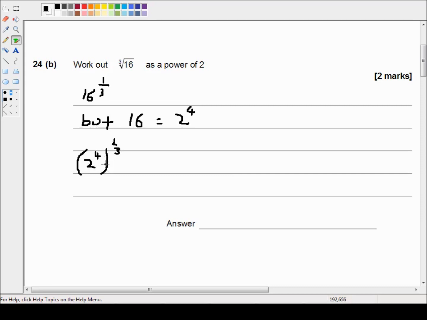Now we know from our law of indices that if we're raising a power to a power, that's just the same as 2 to the power of 4 times 1 over 3, which is equal to 2 to the power 4 over 3. And that is the answer they're looking for, 2 to the power 4 over 3.